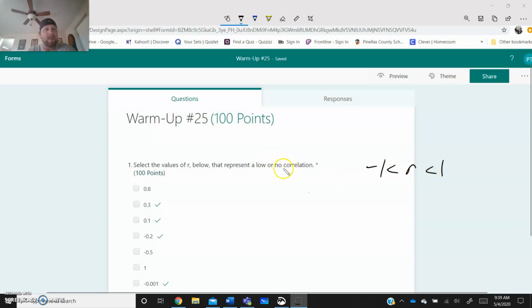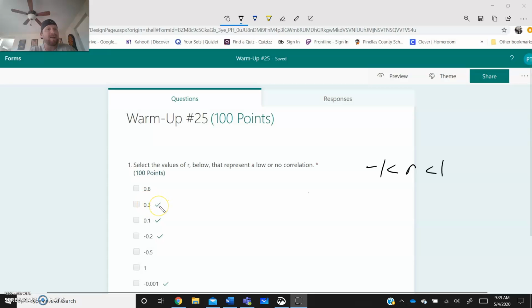If it's low to no correlation, it's going to be really close to the number 0, okay? Looking at my very first one, 0.8, that's super close to 1. We're just 0.2 away from getting to 1 whole. So we would not mark that. That would be a high correlation, not a low or no correlation.